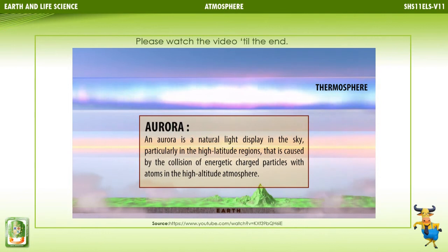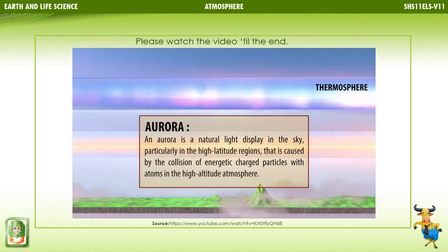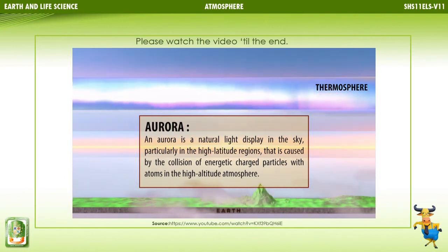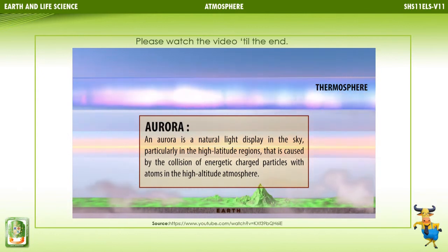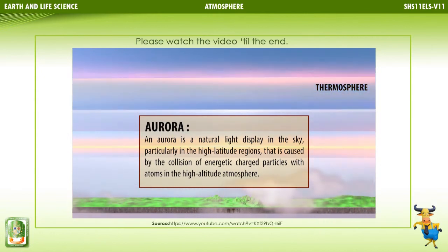An aurora is a natural light display in the sky, particularly in the high-latitude regions, that is caused by the collision of energetic charged particles with atoms in the high-altitude atmosphere.